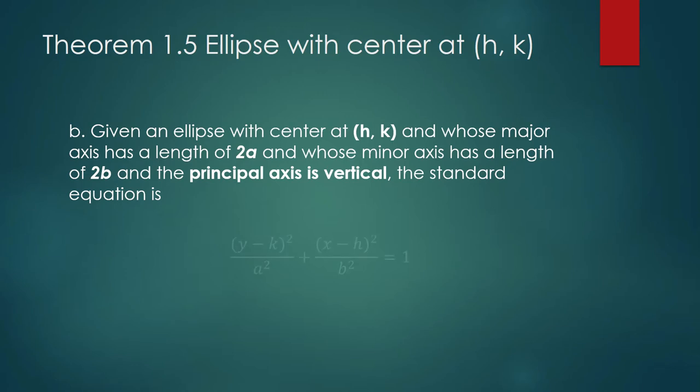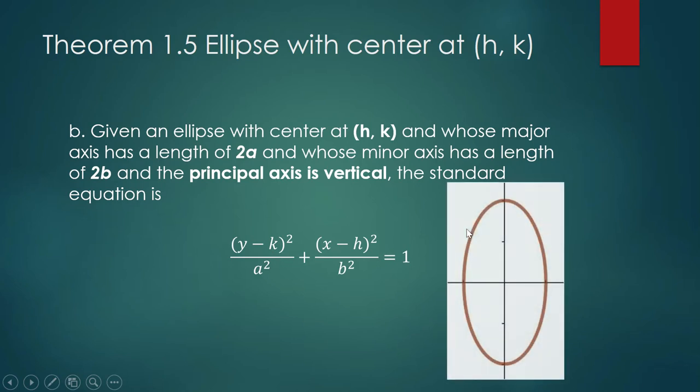The standard equation is given by this. h and k are the coordinates of the center of our ellipse, and our principal axis is vertical. The larger of the two denominators is going to be your a squared. And when a squared is written below y, that means your principal axis is vertical. We shall need a to locate the vertices of your ellipse.